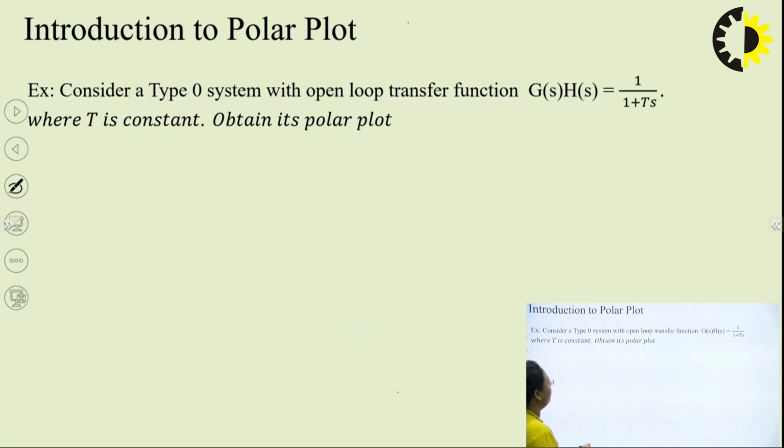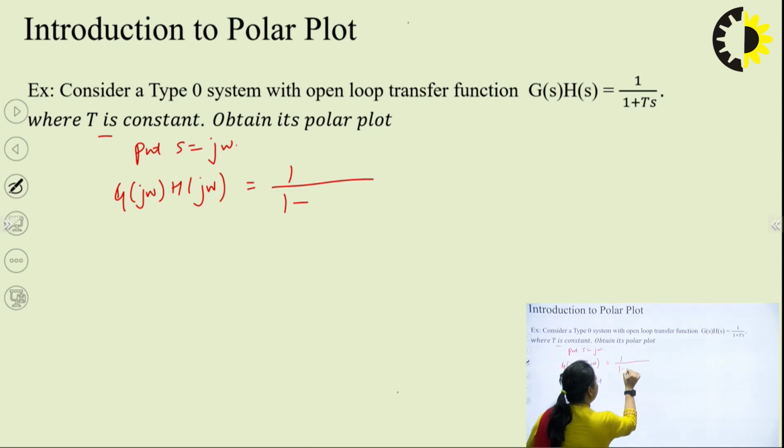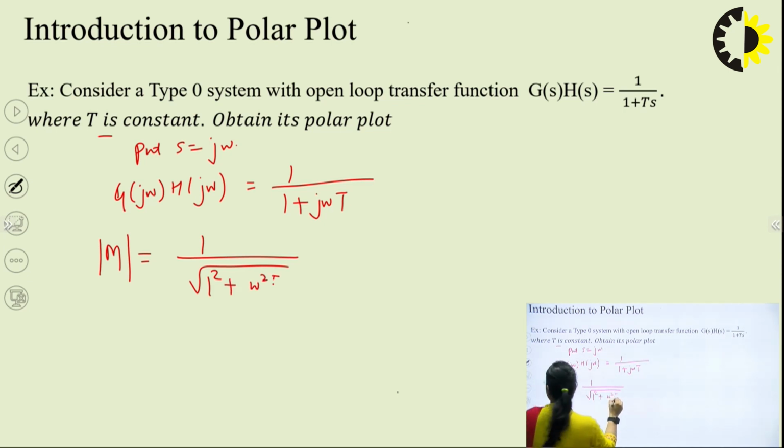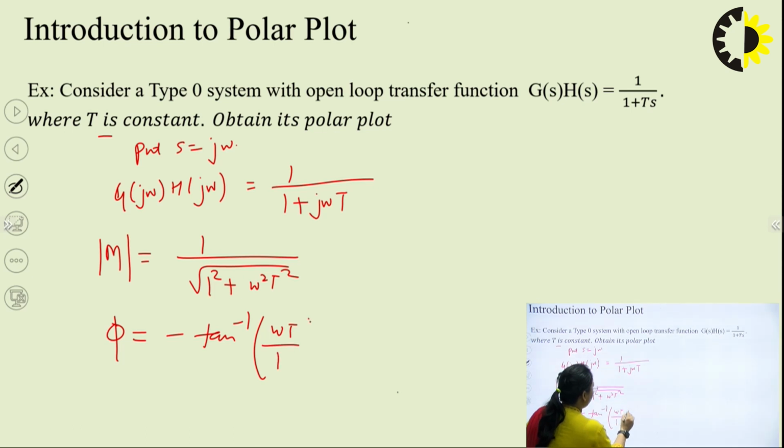Now let us take another example where G(S) is equal to 1 upon TS, and we have to find out the polar plot. Here T is a constant in this system. Again, the first step is to put S is equal to j omega. Then we can find G(j omega) H(j omega) as 1 upon 1 plus j omega T. Now the magnitude of G(j omega) H(j omega) will be 1 upon under the root 1 square plus omega square into T square. And the phase angle of G(j omega) H(j omega) will be minus tan inverse omega T upon 1, that is Y by X.